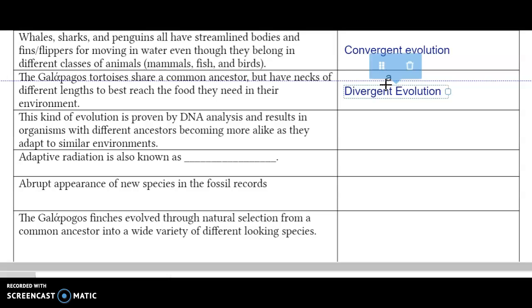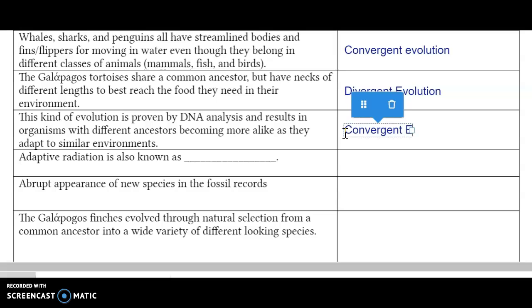Next, we have this kind of evolution is proven by DNA analysis and results in organisms with different ancestors becoming more alike as they adapt to similar environments. They become more alike. They are coming together. They are converging. Convergent evolution. And that's where you see critters that you think are the same thing, but then you look at their DNA and they're really not. They're totally different things. So convergent evolution.